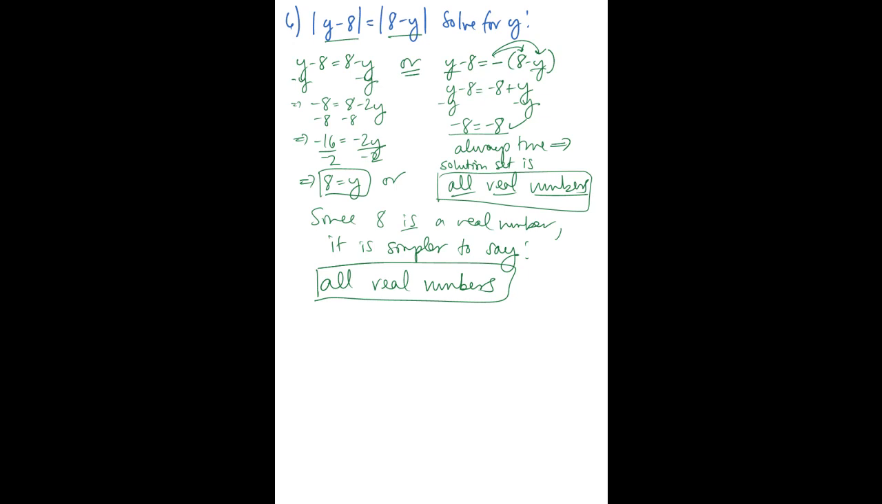And we can see why that might be true. If we look back at the original question, what is this really saying? The distance between y and 8, right? Y minus 8 is the difference between y and 8, and taking the absolute value is really just giving us the distance between y and 8. 8 minus y, and then taking the absolute value, is again just giving us the distance between y and 8. So those two distances are clearly always going to be the same, no matter what y is.